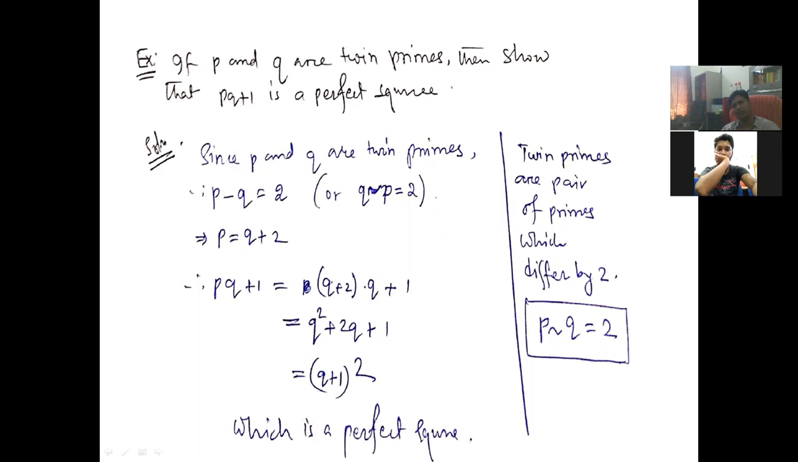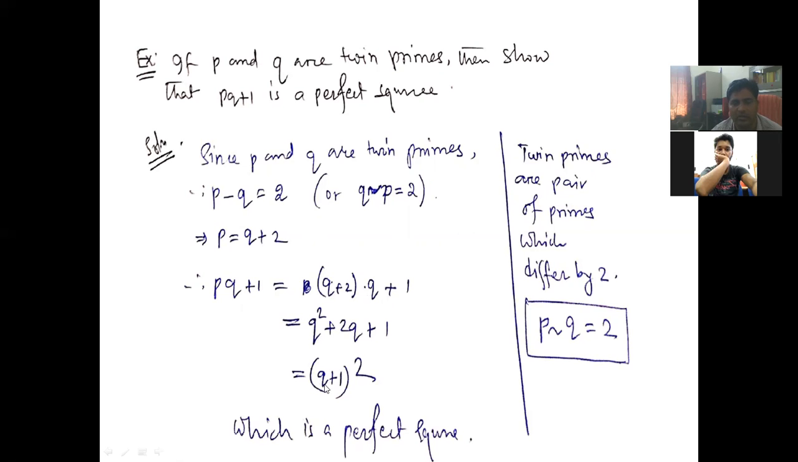जो भी बड़ा प्राइम है, बड़ा प्राइम से छोटा प्राइम माइनस करिए, then you will get 2. So such two primes are called twin primes. So P minus Q equal to 2. This implies P equal to Q plus 2. So now PQ plus 1, इस क्वांटिटी को आपको शो करना है, it is a perfect square. So PQ plus 1, P बराबर Q plus 2 here. Q plus 2 into Q plus 1, that is Q square plus 2Q plus 1.